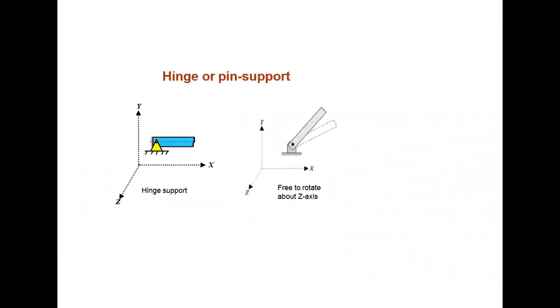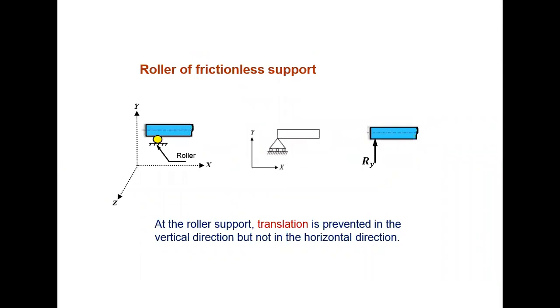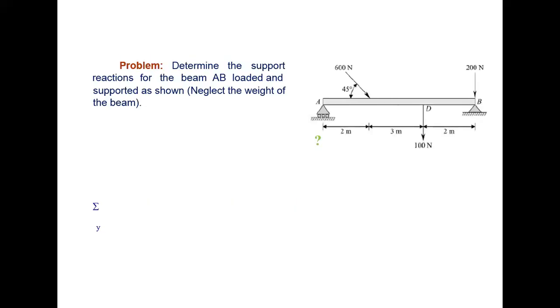So some major types of supports are like hinge support. Hinge support is also known as pin support. Then another one is roller support. Next, we studied a support named as fixed or built-in support. Then we solved this problem.